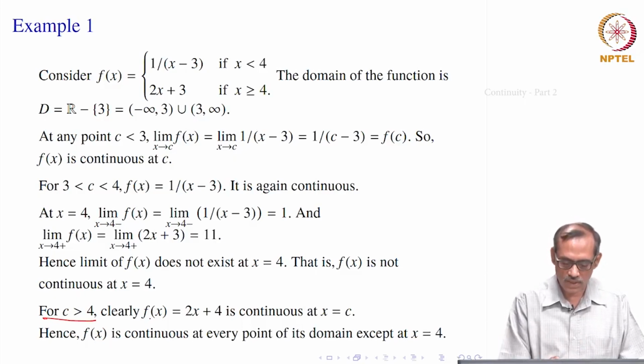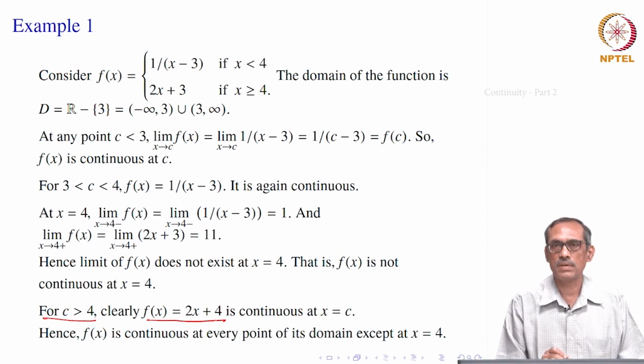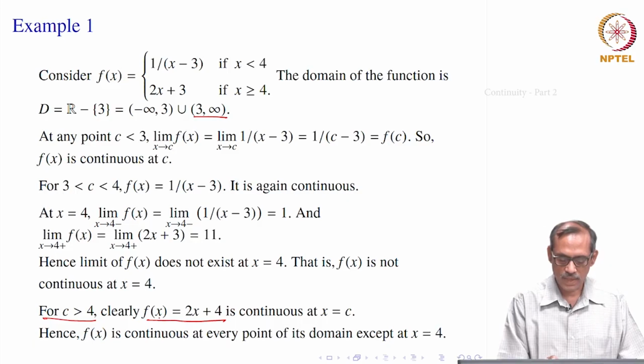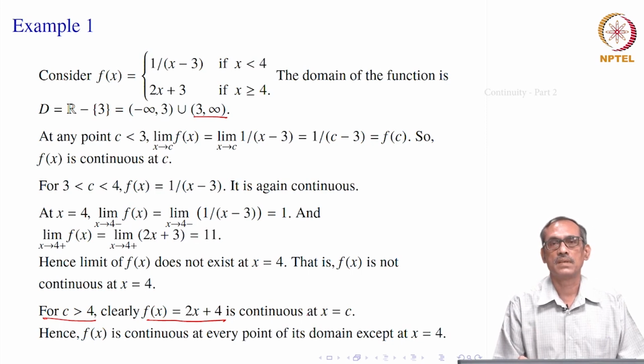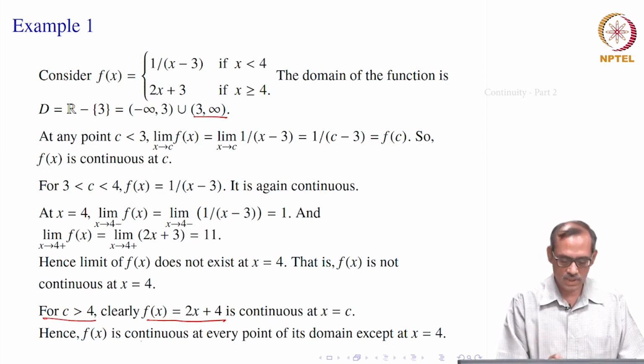So, again this is the function f(x) equal to 2x plus 4 and we find its limit at any point c. C is an interior point in that interval. So, both side limits exist. Algebra of limits says that it will be equal to 2 into c plus 4, which is also equal to f of c, right.